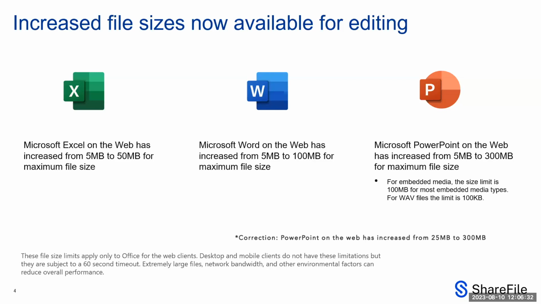There were limitations which led to a lot of people not necessarily using Microsoft Excel on the web because their files were just too large. So now we've been able to increase that from 5 megabytes to 50 megabytes for the maximum file size. Microsoft Word on the web has increased from 5 megabytes to 100 megabytes, allowing for some of those more complex and larger Word files to be able to be used.